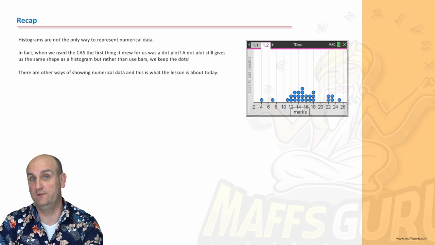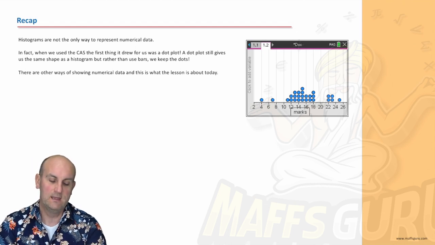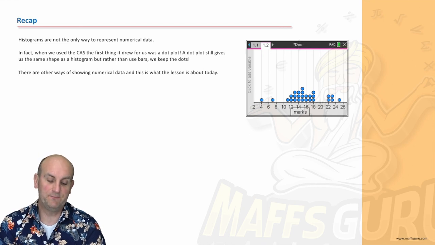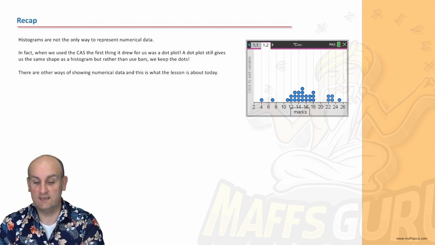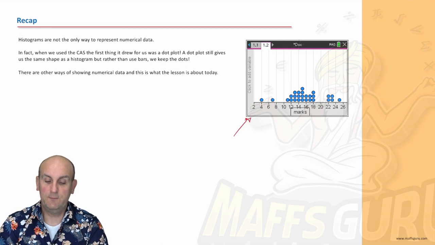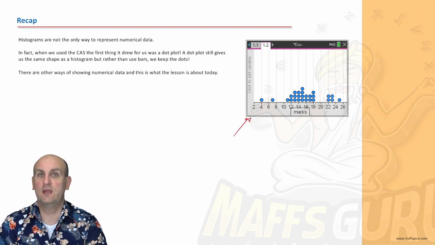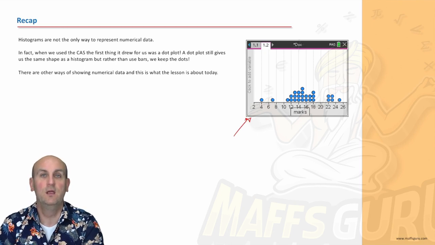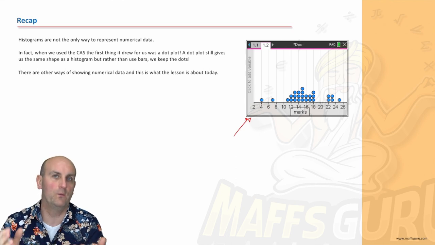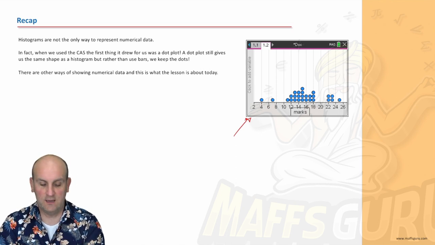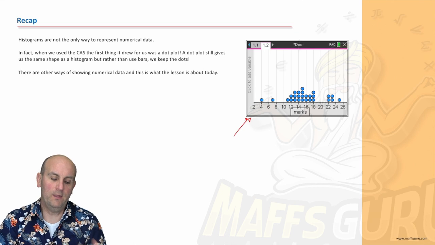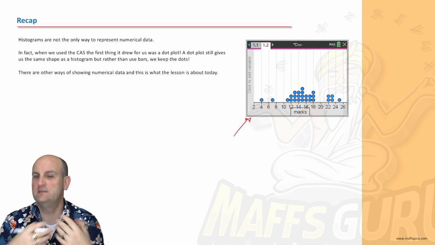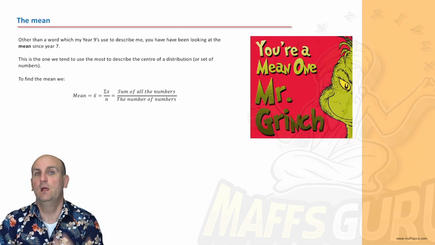Now, we have looked previously at something called a histogram. These are not the only way to represent numerical data. In fact, when we drew this, as I said in previous lessons, when we put this information in and we just did marks, what came up? It was, in fact, a dot plot. Now, we like dot plots because we keep our original data. By the time we start doing histograms and what have you, we start to lose our data. But there are other ways of showing numerical data, and that's what we're going to talk about today, or at least describing it. And the first one is mean.